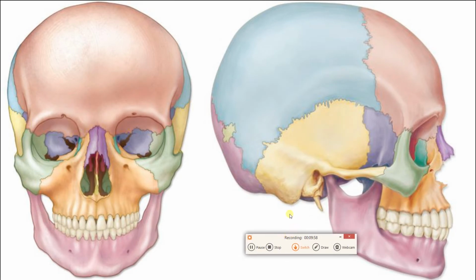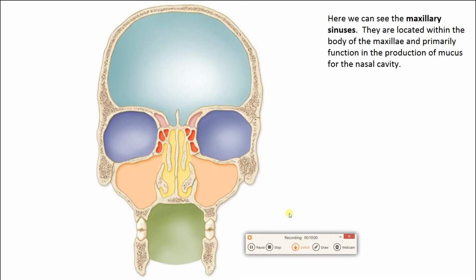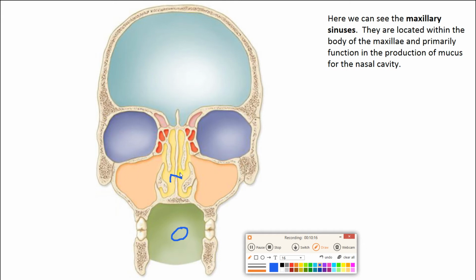So if we do a frontal section of the skull, we can see the cavities here, and we can also see the sinuses. So we got a frontal section we're doing here. We can see the oral cavity down here. We can see the nasal cavity, both sides of it right there. We can see the orbit on each side here. And the cranial cavity is up here. Now we can also see some sinuses here as well.